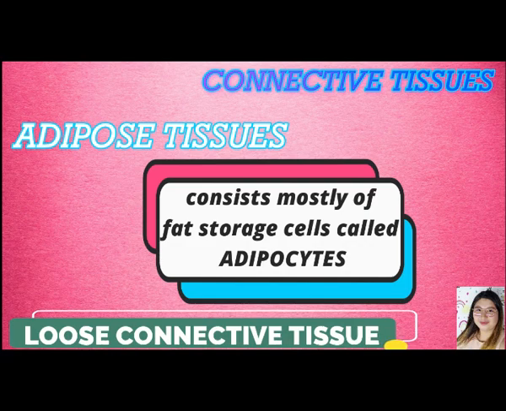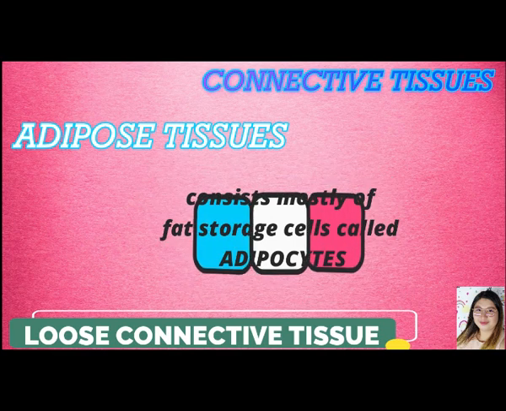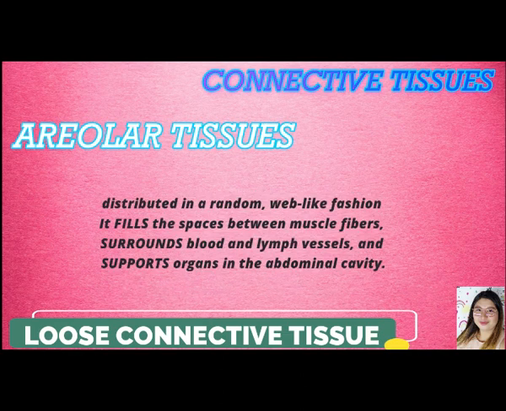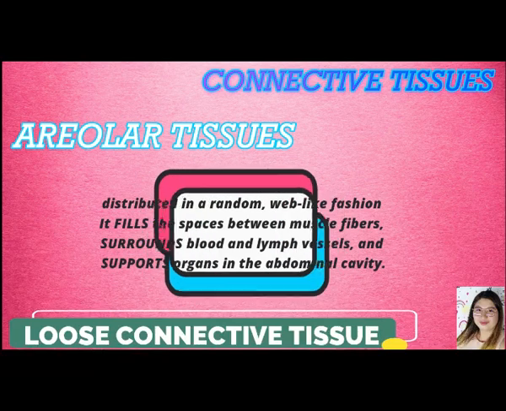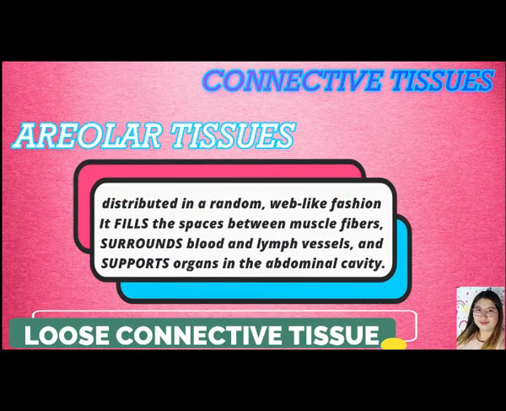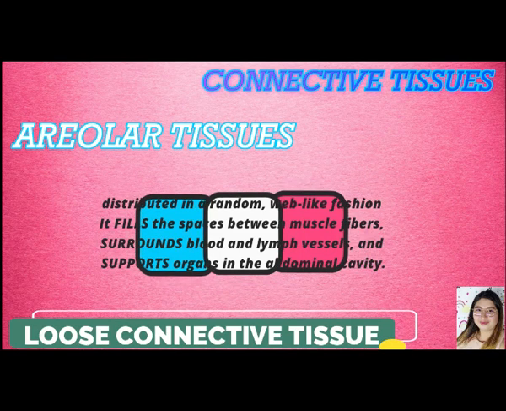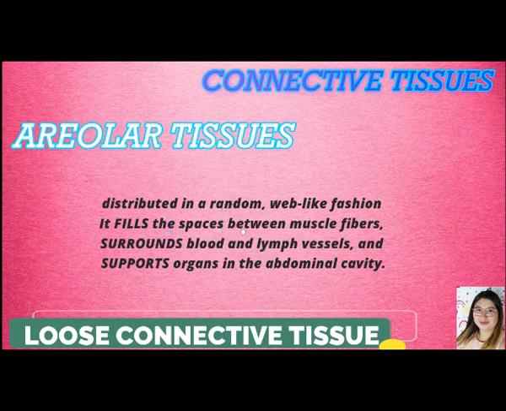So one good example will be the tissues found in the breast of women. Okay, so yung breast ng mga women, those are adipose tissue and they are made up of fat. Okay, number 2, the areolar tissue shows little specialization but it contains all the cell types and fibers and is distributed in a random web-like fashion. So it fills the spaces between muscle fibers, surround blood and lymph vessels, and supports organ in the abdominal cavity. So very important itong role ng areolar tissue natin. Katulad na nabanggit ko kanina, it's for shock absorber.